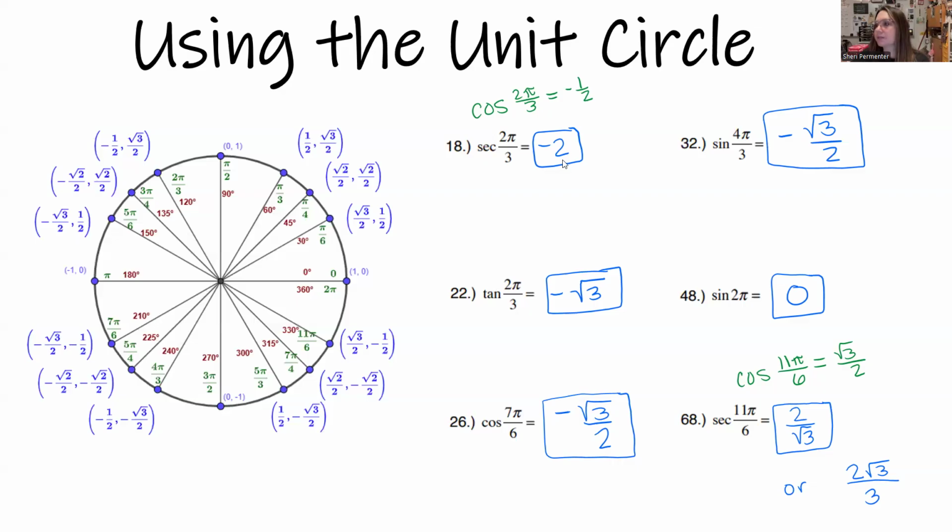Kinsey, did I answer your question? Oh, so you use the other fraction? Okay. So secant goes with cosine. So I identify what the cosine ratio is and then I flip it.